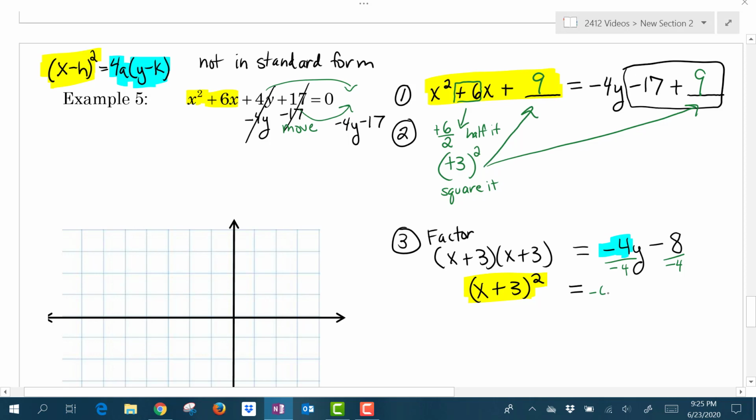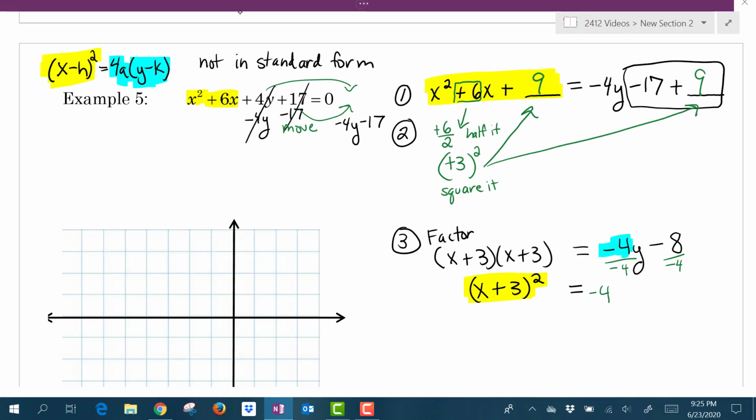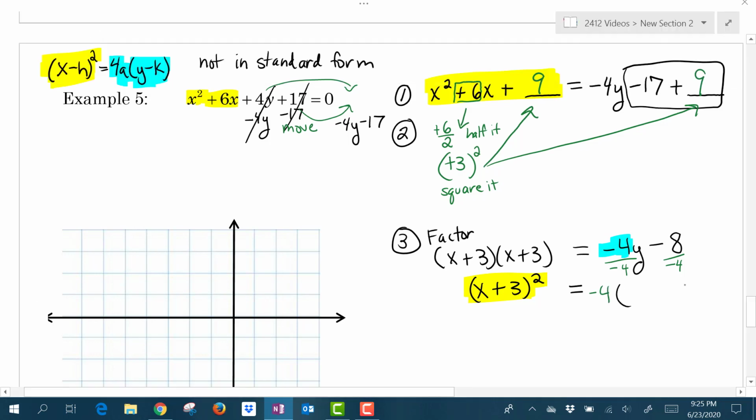That negative 4 comes to the front, and then what's left is a positive y, because negative 4 divided by negative 4 is a positive 1y. Negative 8 divided by negative 4, that's a positive 2. So you want to be careful with your signs if you factor out a negative. Alright, so now we see that the right-hand side now fits the form of what we have up here in our standard form for that equation.